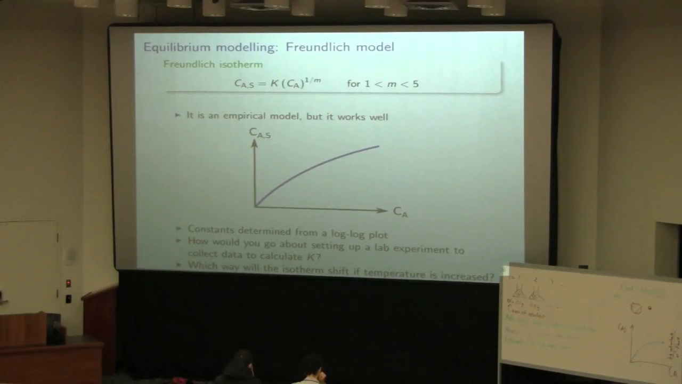And it's not saying that this is the way the system works, so it's not cause and effect. It's essentially just saying here's a model that matches how the system behaves, and I can then use that model in the future to design and scale my process. Okay, so it's relatively straightforward to estimate these isotherms.